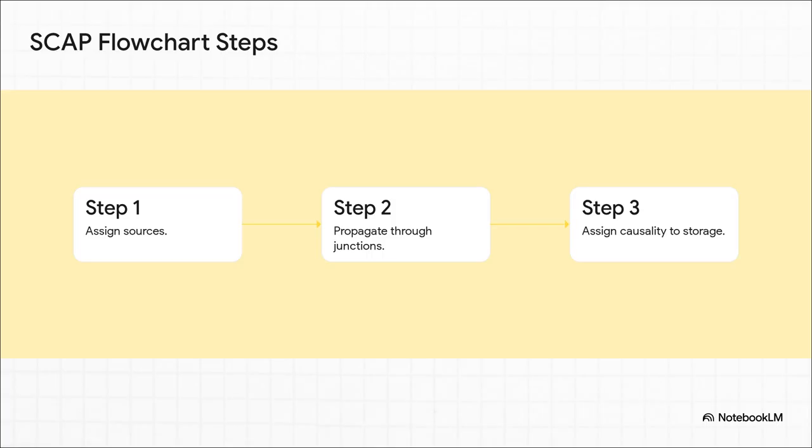Step 1, assign sources. You establish where the energy is fundamentally entering the system. This means finding the external drivers, like a battery supplying voltage or a motor applying torque. Step 2, propagate through junctions. You follow that energy as it branches through the connections. These are structural pathways, like gears or parallel electrical wires, distributing the cause and effect relationship right through the system's architecture. And finally, step 3, assign preferred integral causality to storage.